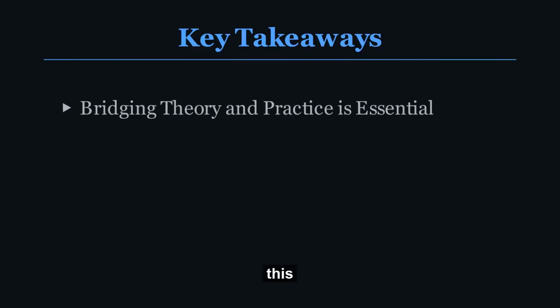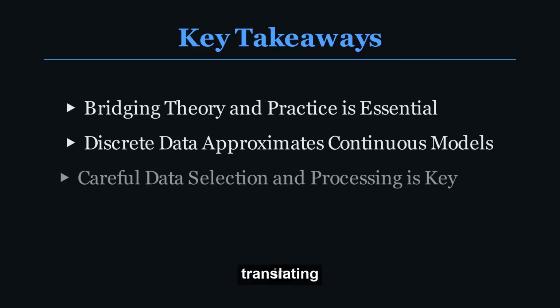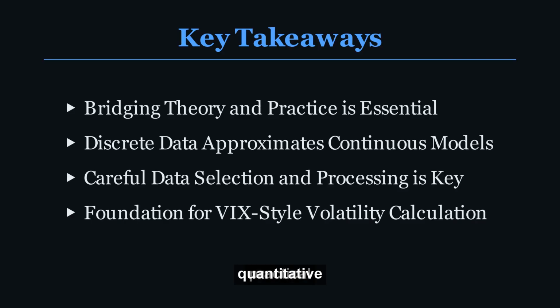To summarize, this section has illuminated the crucial steps in translating mathematical theory into practical quantitative finance. We've seen how discrete market data is used to approximate continuous theoretical integrals, and the practical considerations involved in selecting and processing options data. This understanding is vital for anyone looking to build or analyze VIX-style implied volatility measures for any underlying asset.